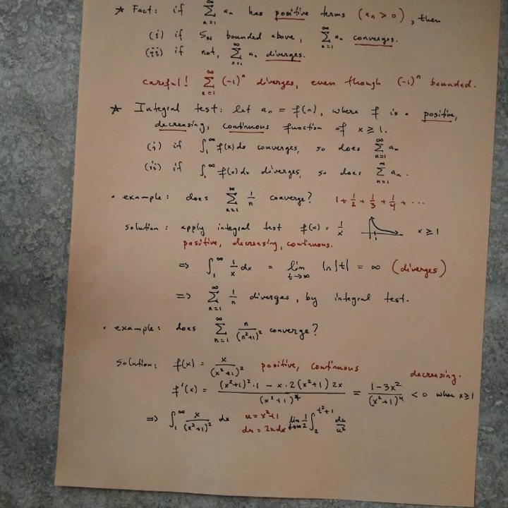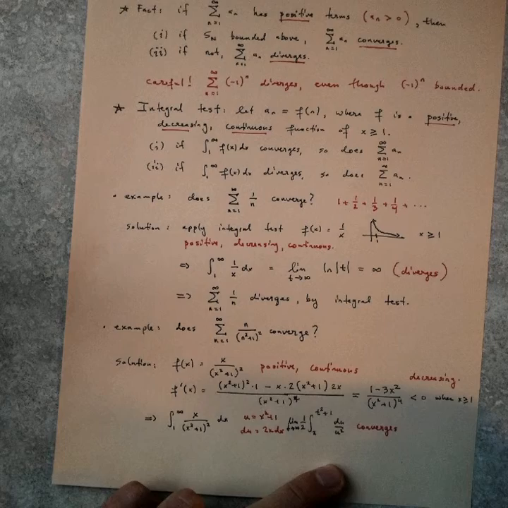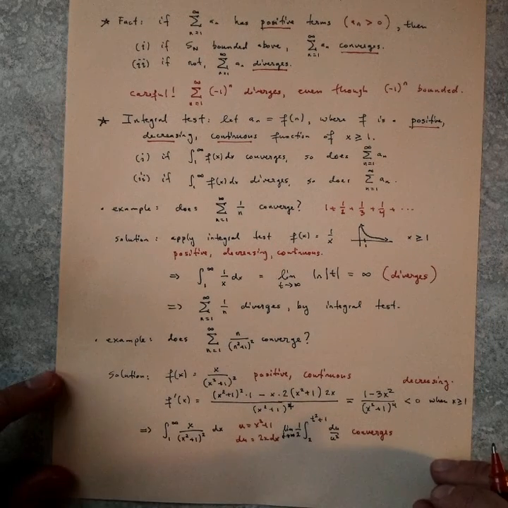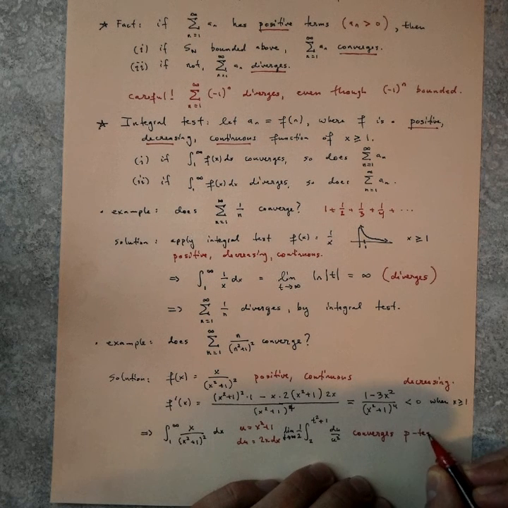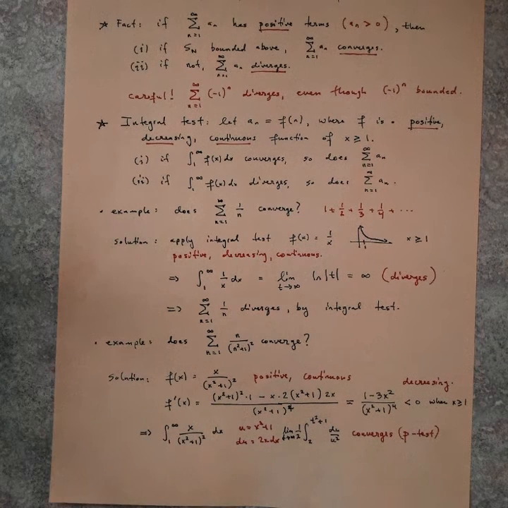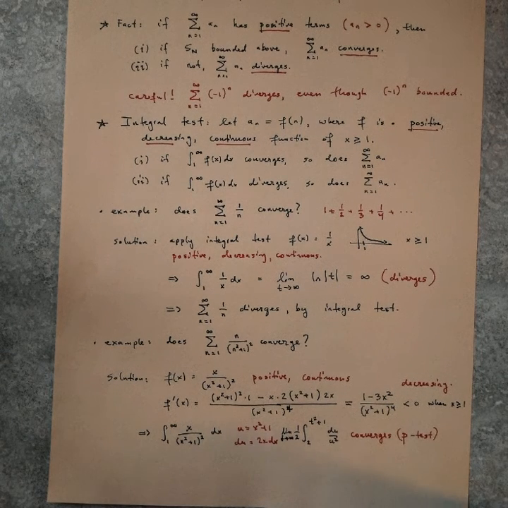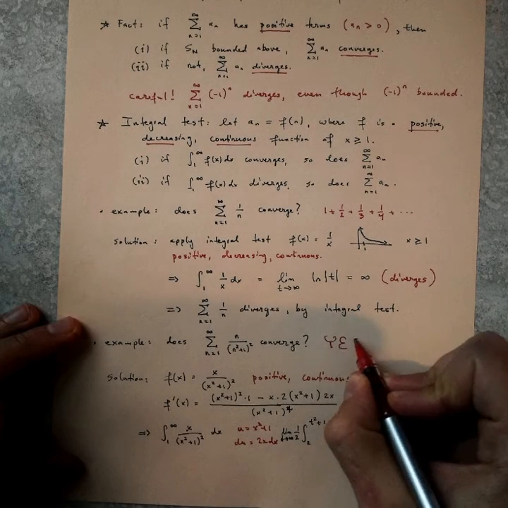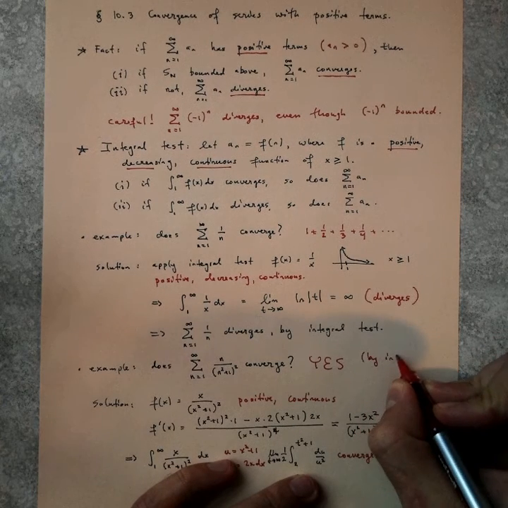So this guy converges. This converges by the p-test. P-test for improper integrals tells you that if the exponent here is bigger than 1, then it converges. So if it converges, then the sum converges. So the answer is yes. Again, by the integral test.